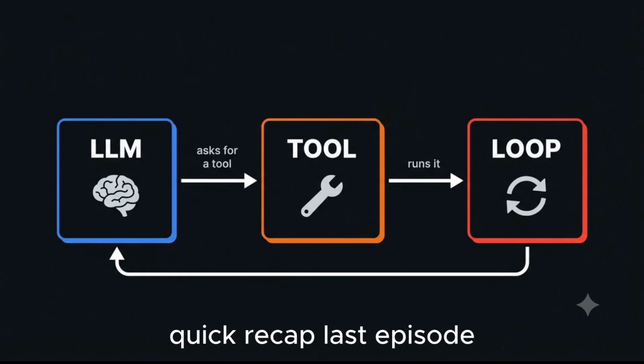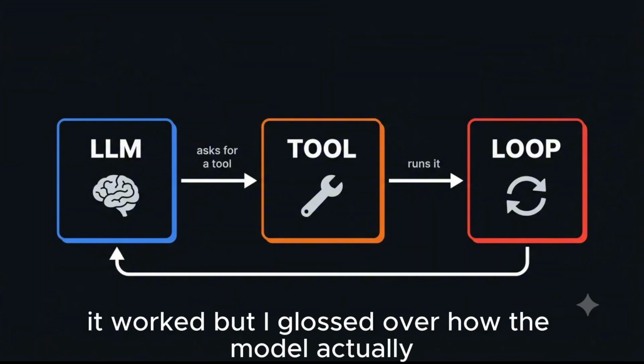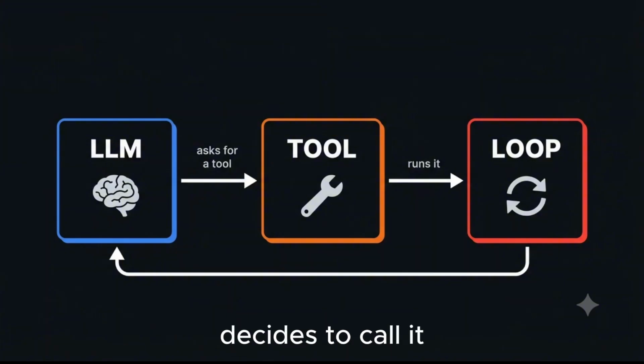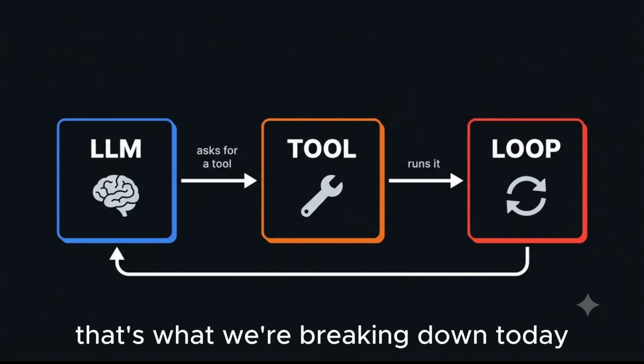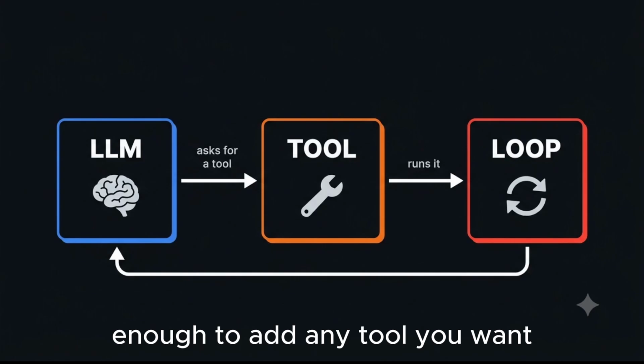Quick recap. Last episode, our agent had one tool, a calculator. It worked, but I glossed over how the model actually decides to call it. That's what we're breaking down today. By the end, you'll understand tool use well enough to add any tool you want.